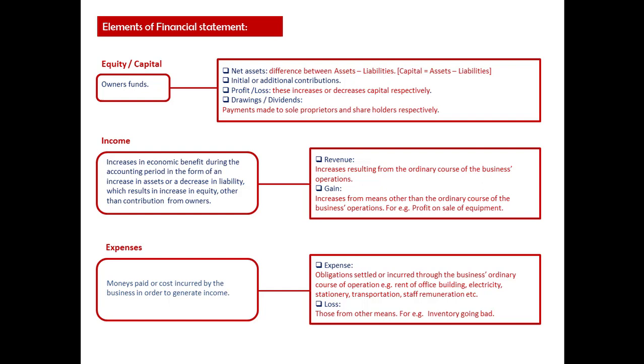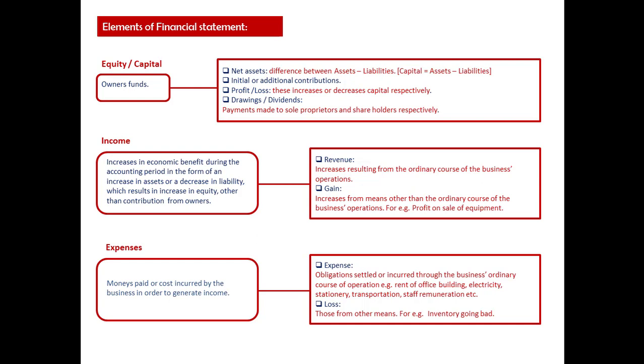Expenses also are monies paid or costs incurred by the business in order to generate income. Expenses are also broken down into expense and loss. So expenses are obligations settled or incurred through the business's ordinary course of operation. So rent of office building, electricity, stationery, transportation, staff remuneration, etc.